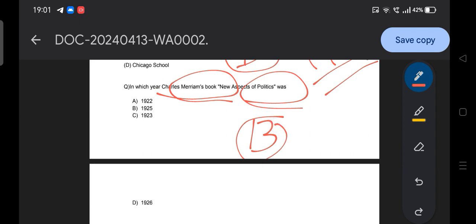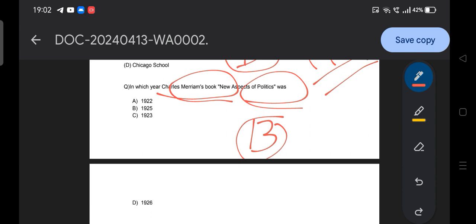You will ask, sir, do we need to remember the year of each and every book? No, I will say no. You need to remember the years of the few books which are important, like Charles E. Merriam, the intellectual father of behavioralism.